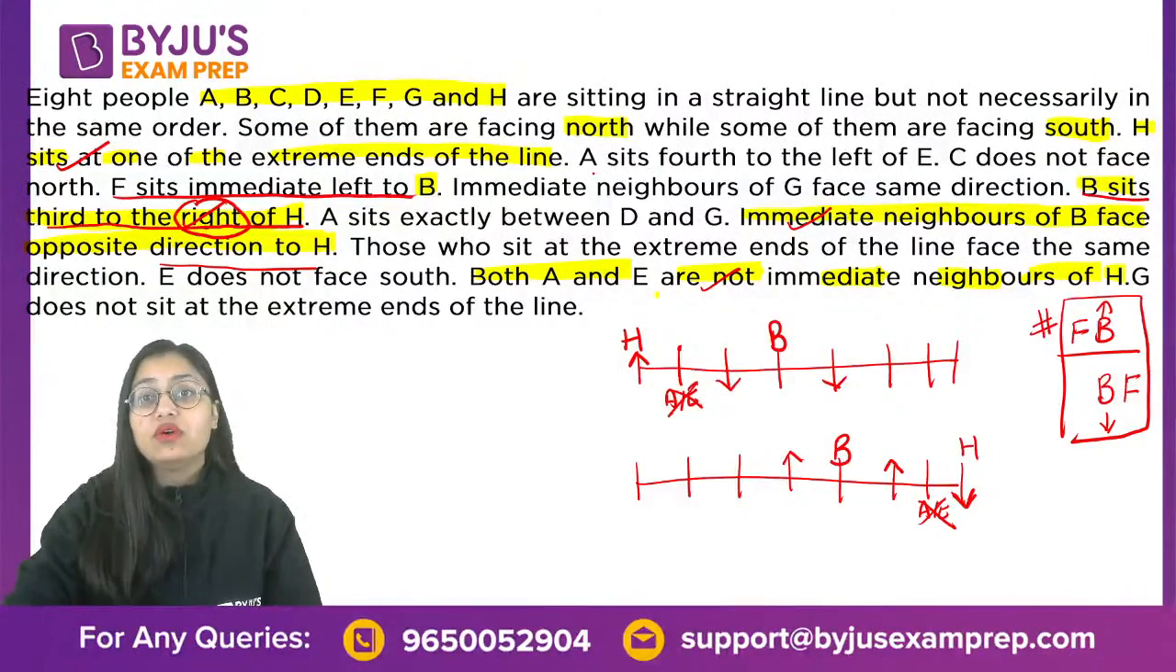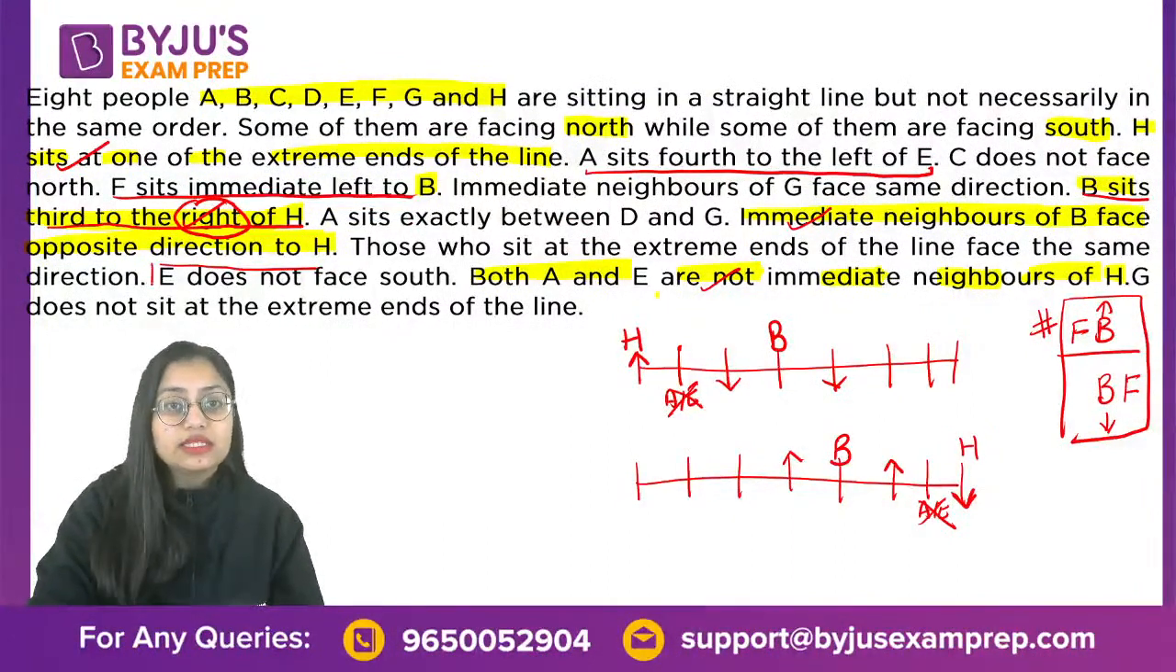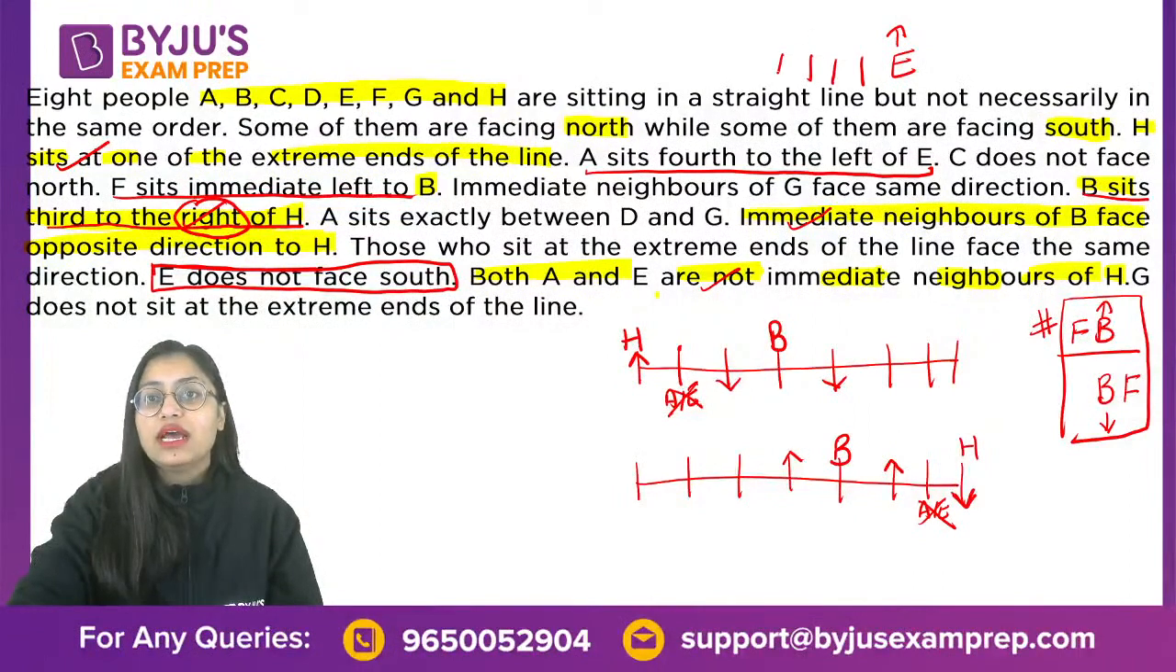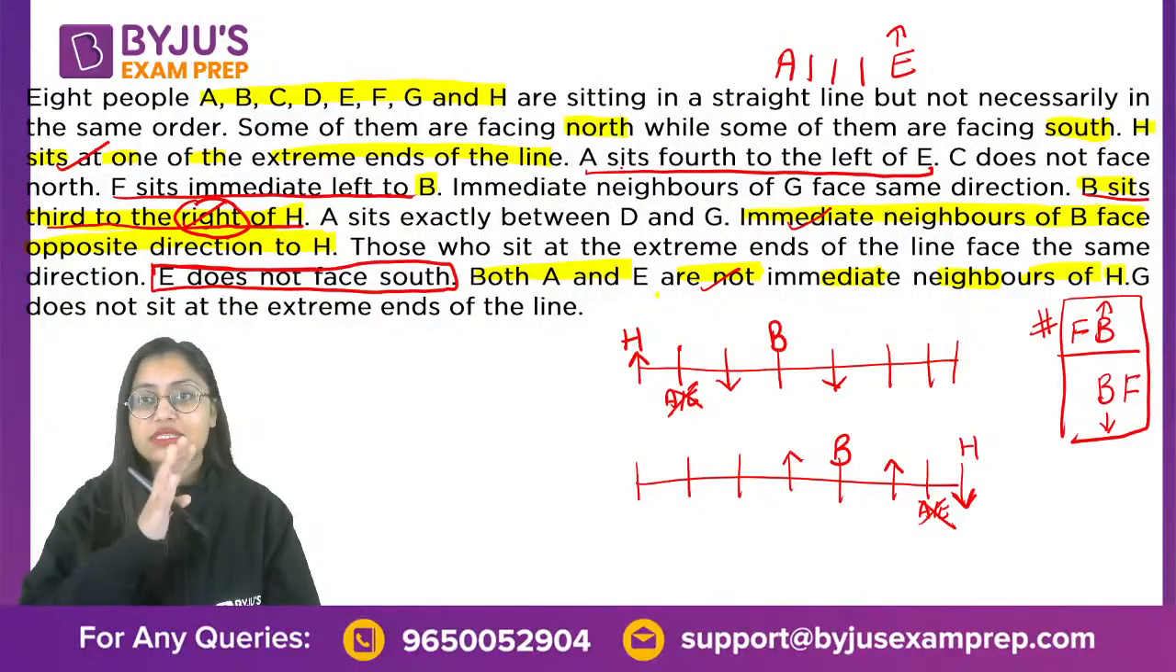What is the information left now? This is a good piece of information: A sits fourth to the left of E. That means I have information about 5 persons. The next information about A and E is that E does not face south. Why is this a good piece of information? Because if E does not face south, E has to face north, and then first, second, third, and fourth to the left of E. So where can I place these persons?